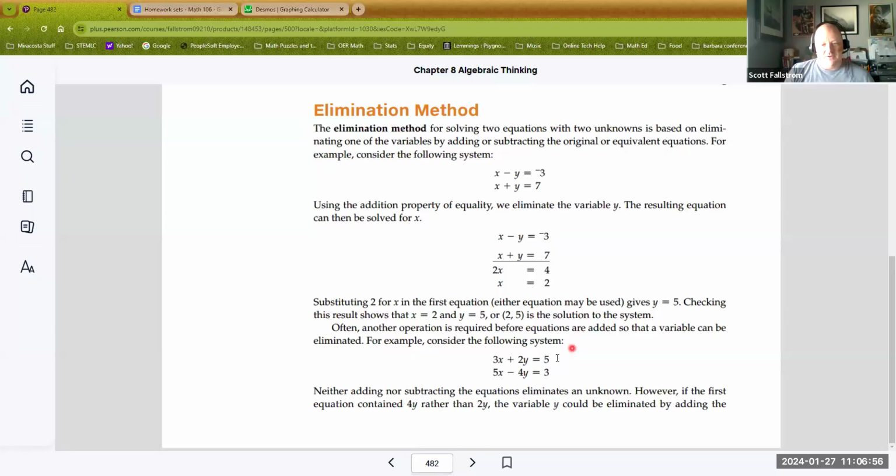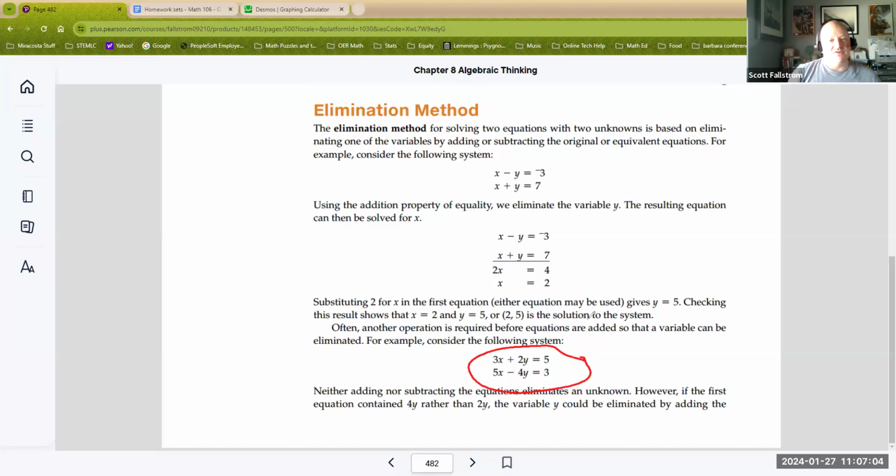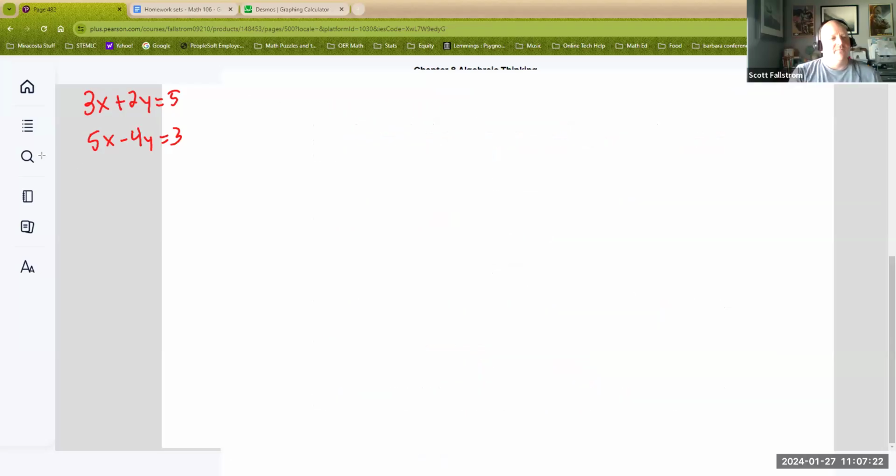Okay, let me go ahead and show you on this one what I'm talking about, because right there, it kind of looks a little bit intimidating, like having a system of equations. But what we're going to do is we're just going to go ahead and write those up here. 3x plus 2y equals 5, and 5x minus 4y equals 3. All right, here we go.